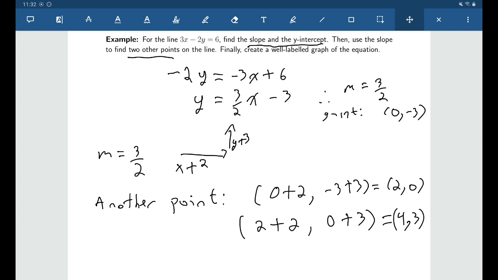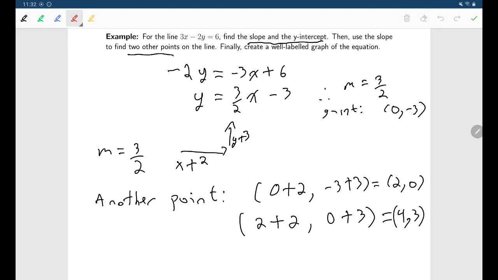Now, again, just to recap, what I want is a well-labeled graph of this equation, which means I need my x and y axis labeled as x and y. I need tick marks, and I need those to be labeled with numbers. I also need any points that I plot to be labeled with their coordinates. The exceptions will be the x-intercept and the y-intercept because those are crossing the axis at one of our tick marks. So I won't need to label those, but I definitely will need to label that point 4, 3, and I'll also need to label my graph with the equation that I'm graphing.